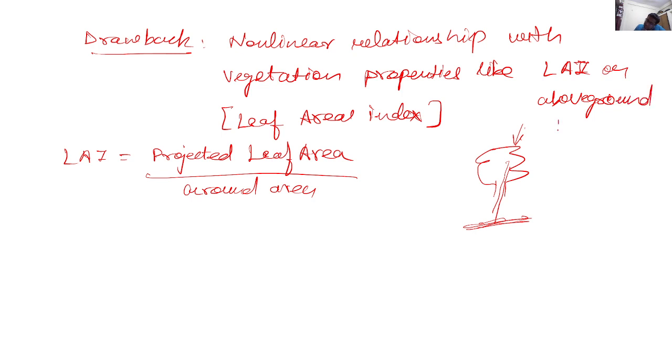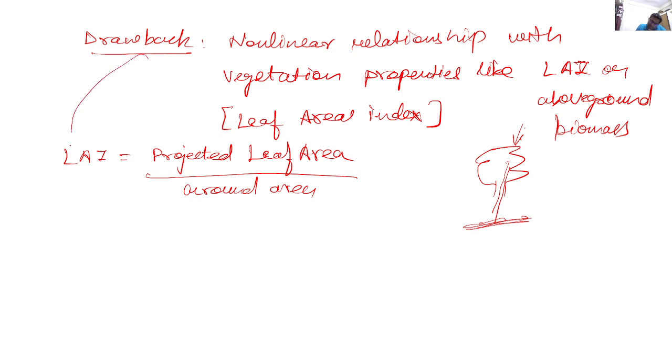Another very common contemporary research is to estimate the above ground biomass, which technically is known as the net primary productivity. It also deals with indices like LAI or NDVI, but it shows a nonlinear relationship. So that is one of the drawbacks in this case.